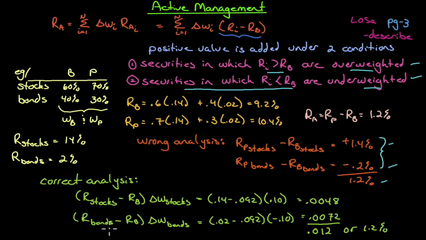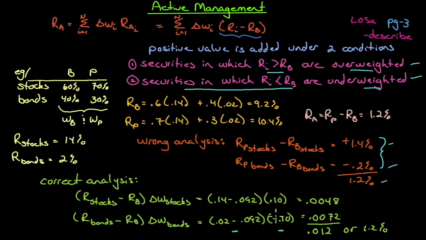For bonds, we take the return on the bonds minus the return on the benchmark. Notice this is always the benchmark, times the active weight on the bonds. Well, look what's going to happen in here. 0.02 minus 0.092. This, inside the brackets, is going to be a negative amount. Our weighting was underweighted. That's a negative amount, which means it turns into a positive for us. 0.0072 or 0.72%. You add them together, there's your 1.2%.